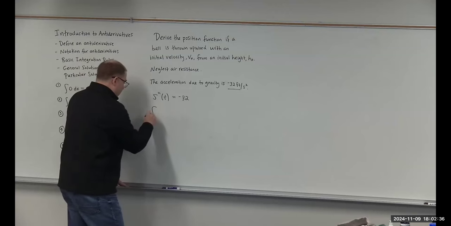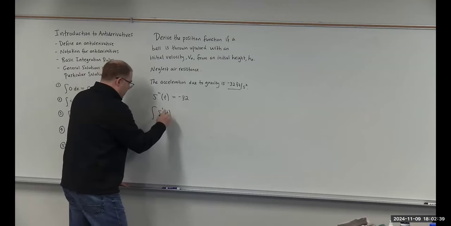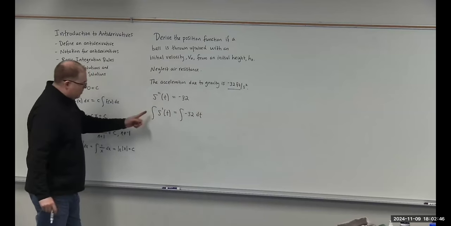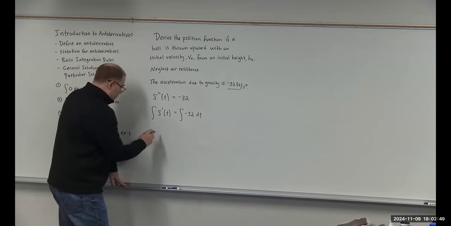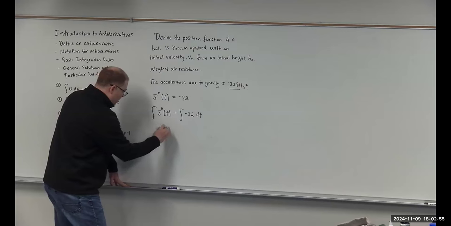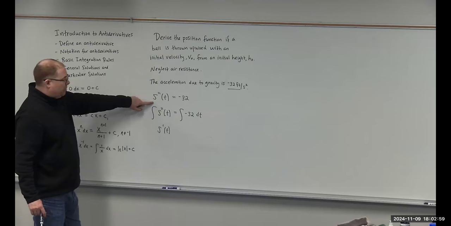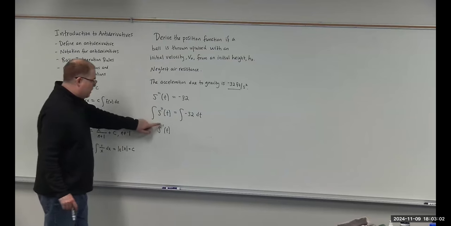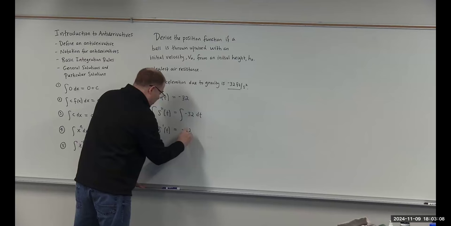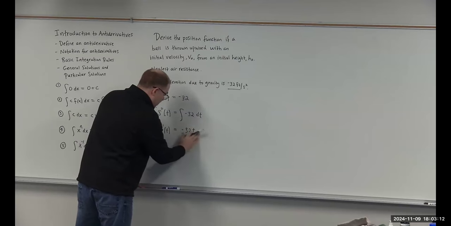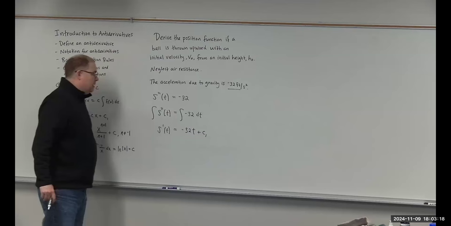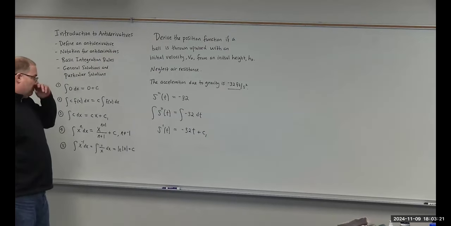We're going to take the integral of this, which gives us our velocity function. So we take the integral of both sides with respect to t. This gives us S prime of t, because you're undoing the derivative, bringing us back to S prime. And the integral of minus 32 is minus 32t plus some constant, let's call it C1.